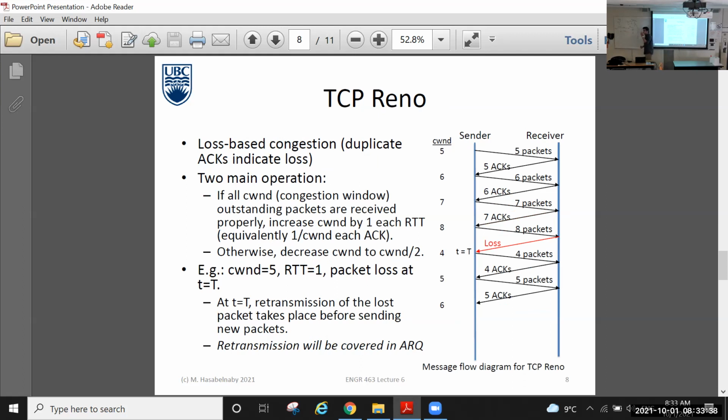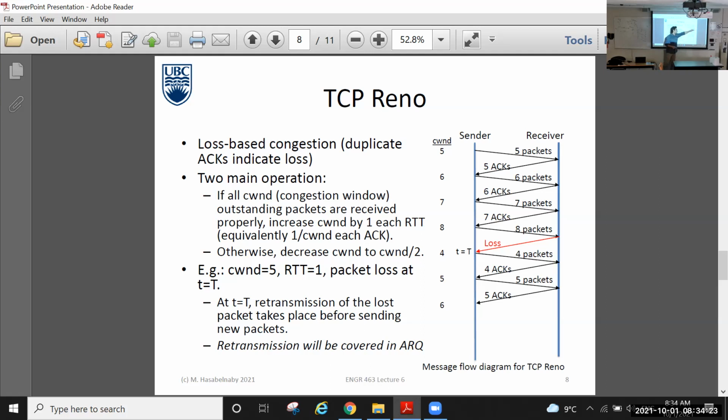If you remember, TCP Reno is a packet-loss-based transmission control protocol. As I told you, we have a congestion window. For example, say the congestion window size is 5. We can transmit 5 packets before receiving the first acknowledgement. What happens if we send 5 packets and receive 5 acknowledgements correctly? The sender will try to increase the congestion window by 1, so it will be 6.